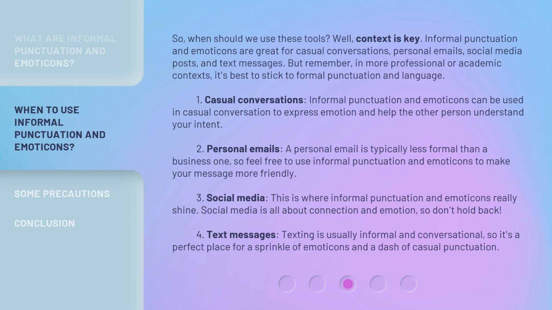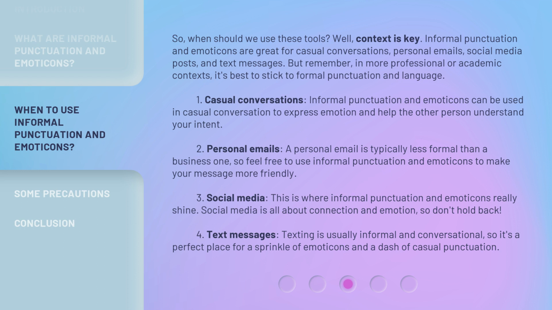1. Casual conversations. Informal punctuation and emoticons can be used in casual conversation to express emotion and help the other person understand your intent. 2. Personal emails. A personal email is typically less formal than a business one, so feel free to use informal punctuation and emoticons to make your message more friendly.